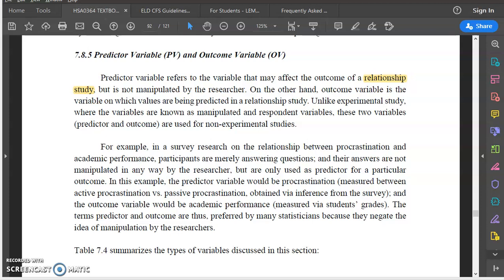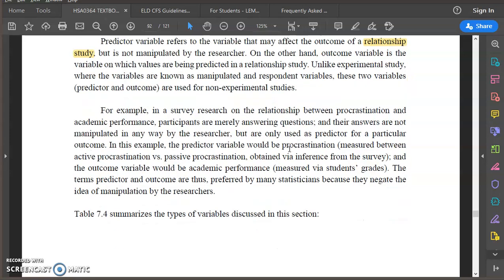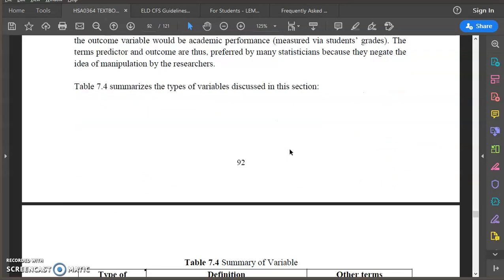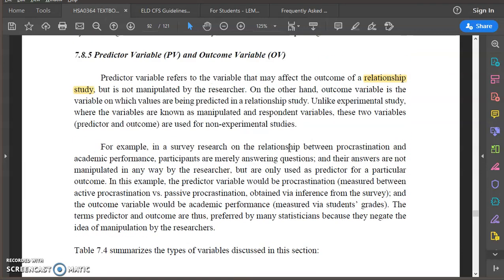So the following lesson is on the following types of variables, which are the predictor variables and the outcome variables. Now this is slightly a bit difficult to understand. It's not that difficult, but it's just slightly difficult because you need to understand a few more things in order for you to understand what these two things are.